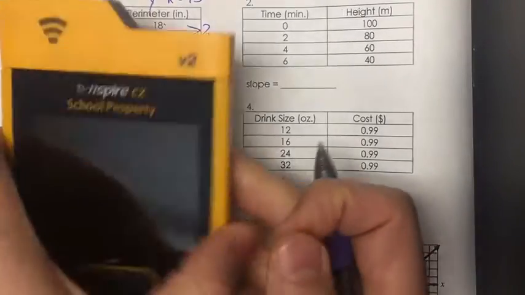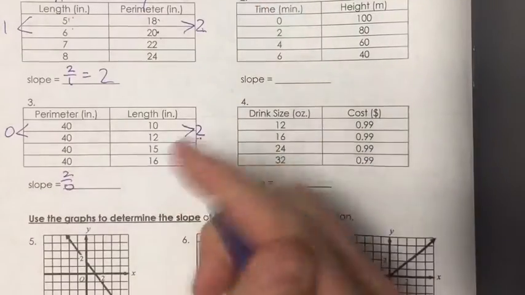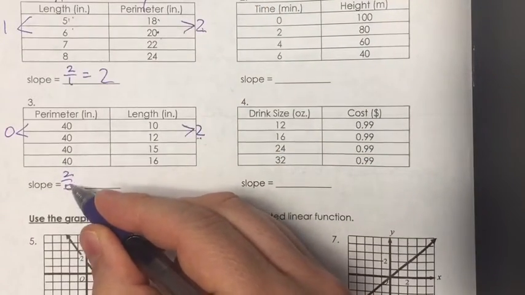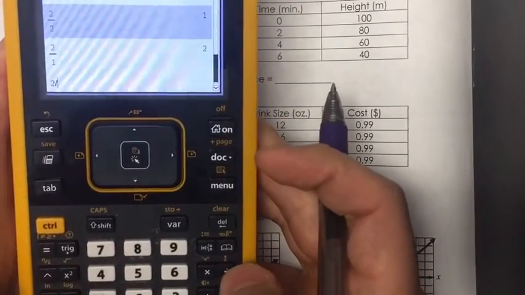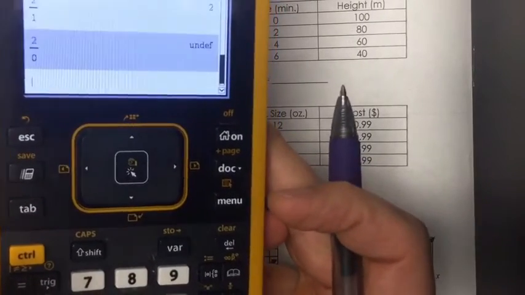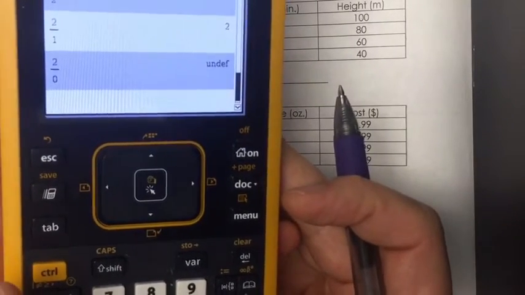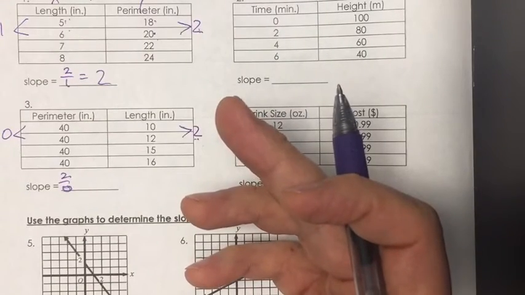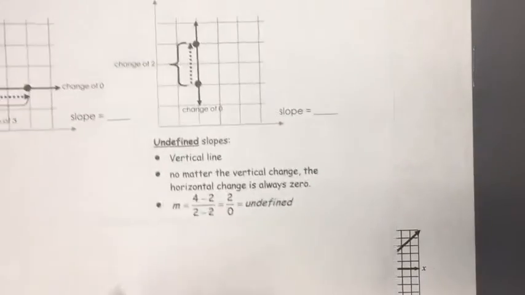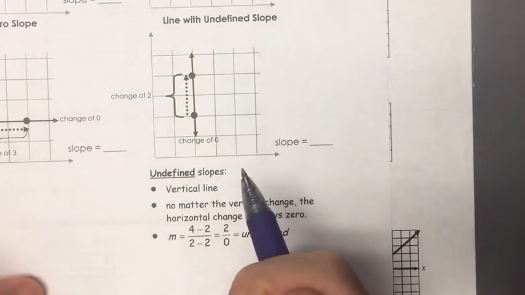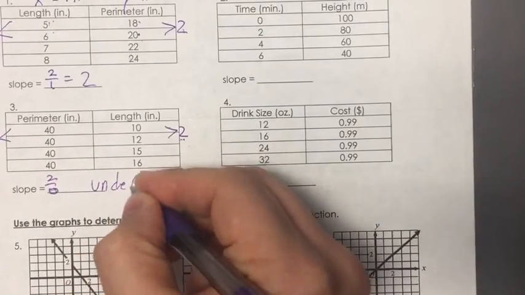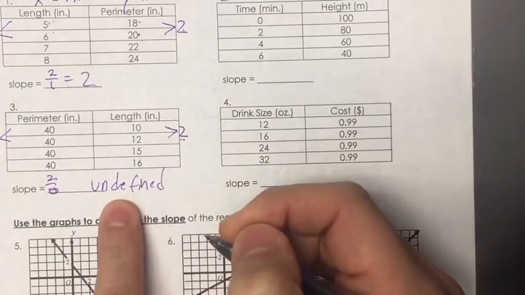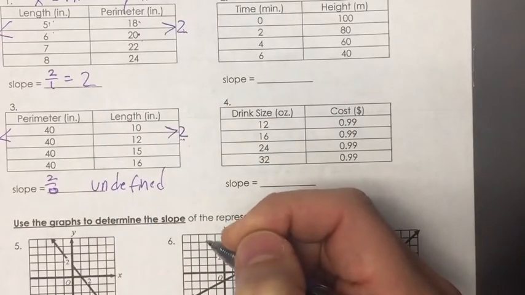When you put that in the calculator, and I do recommend you put it in the calculator, especially when you're dealing with 0, because a lot of people just look at that and say, oh, the answer is 0. But take a look. 2 divided by 0 in the calculator gives you undefined. On the notes, undefined meant that it was a vertical line, a straight up and down line. Here's the notes page we went over, okay? It's a straight up and down line when you have an undefined slope. So your answer is actually the word undefined. Whenever you see that, picture in your mind a straight up and down line, a vertical line.